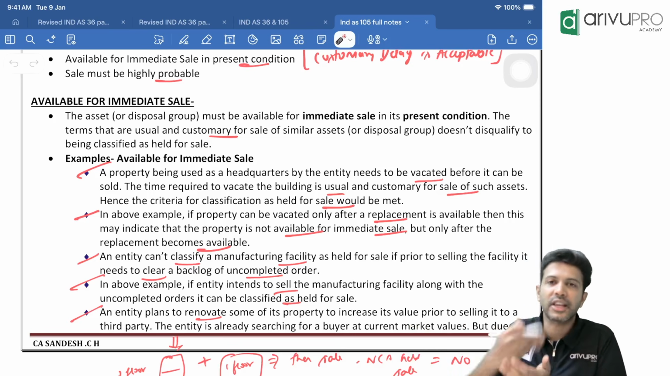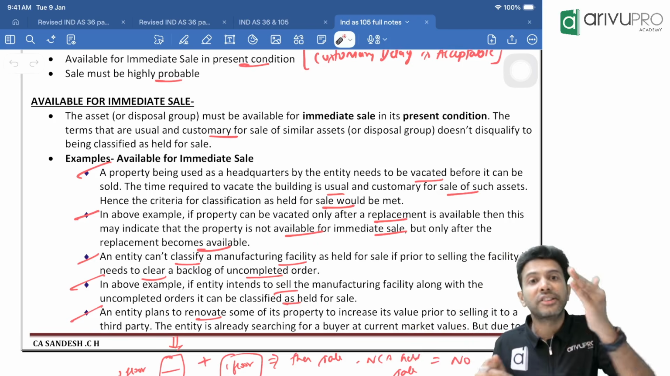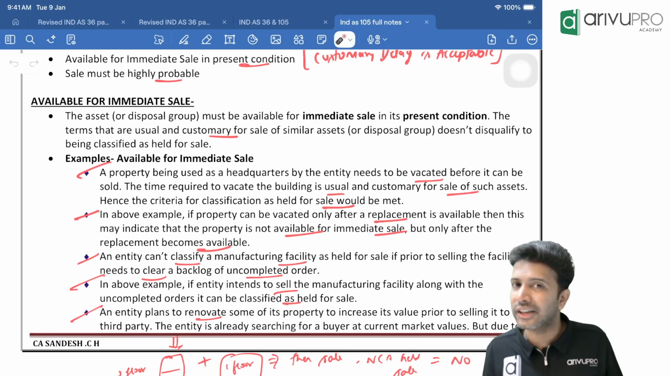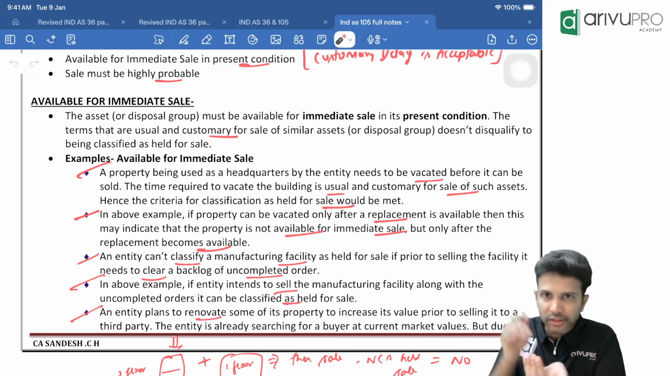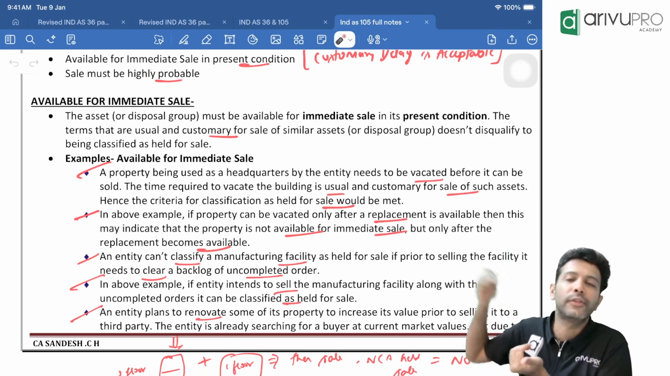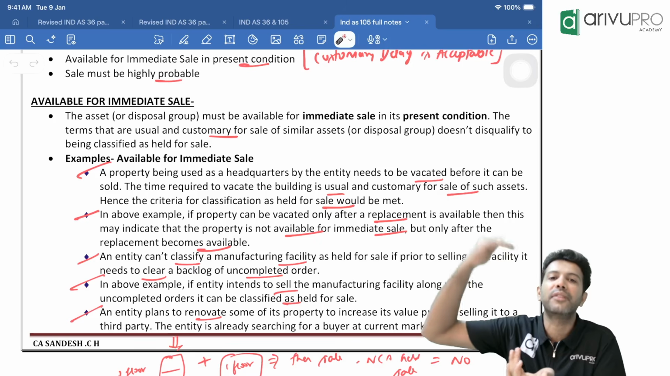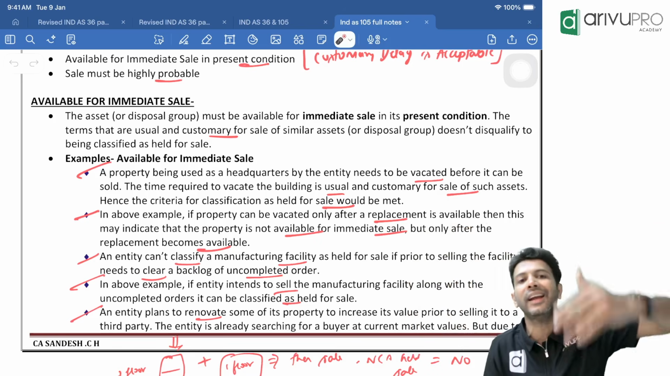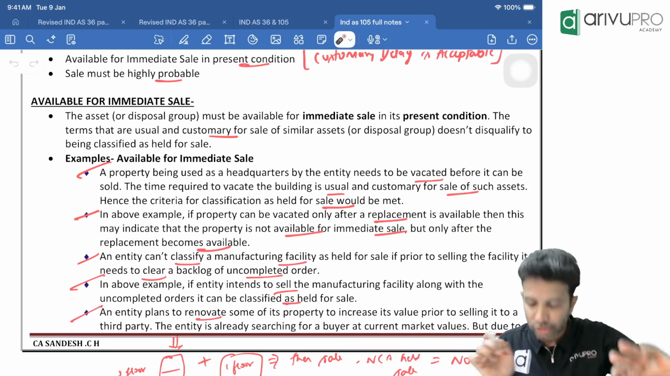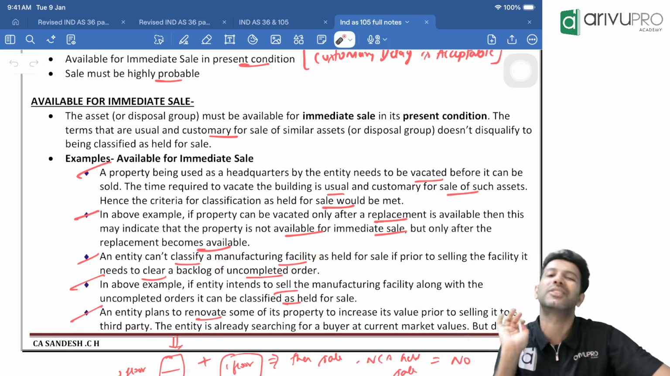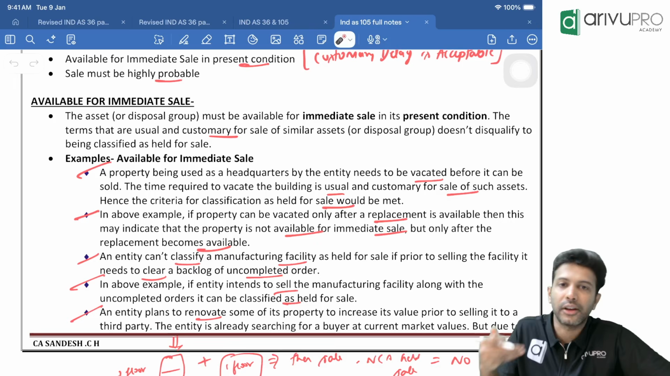Now, company has decided to sell the factory. Is the factory available for sale in the present condition? No. Why? Because people, you still have an unfinished order. You cannot shut down the factory immediately. You still have an unfinished order which you need to produce and give it to your customer. So hence, it is not available for sale in the present condition because you still have an unfinished production to be done.